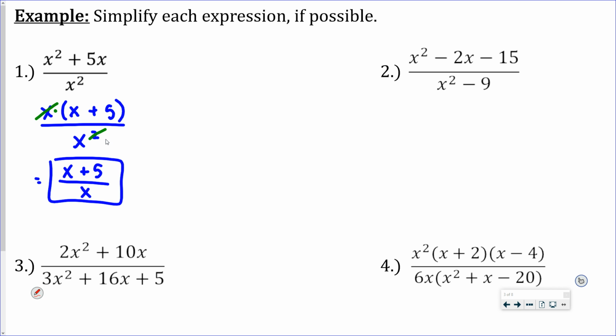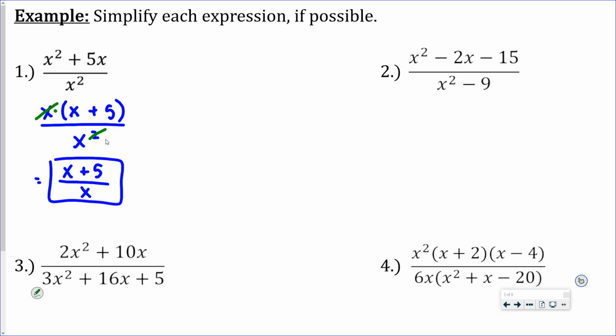All right, let's look at number 2. Let me ask you this question. Oh, I think I know what we got to do. Could I cancel out these x's? No. No, factor first. Especially when your denominator has more than one term.